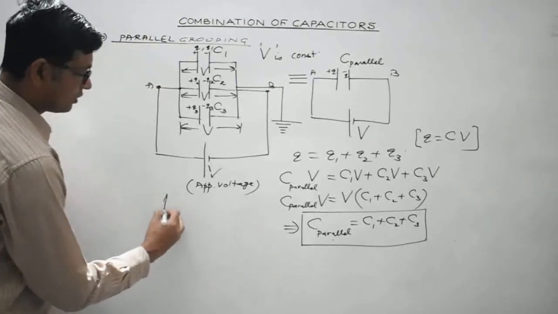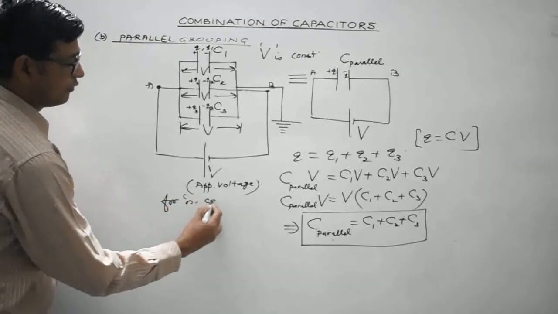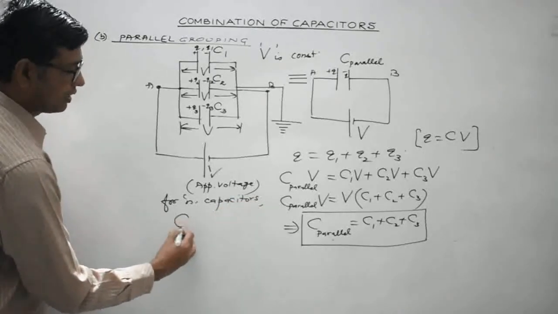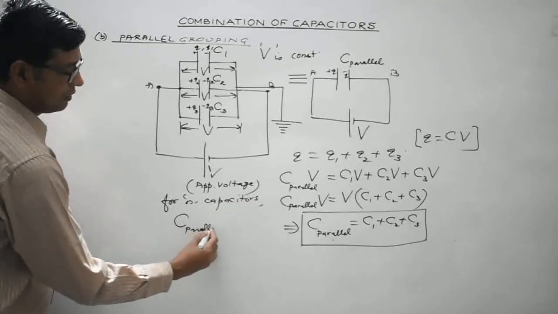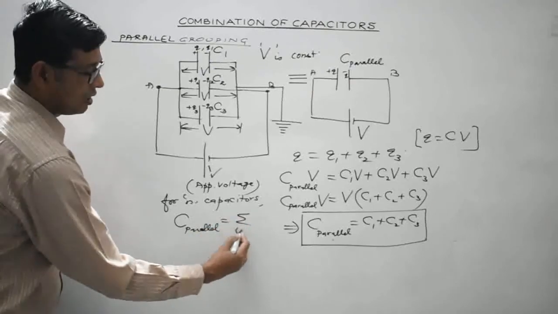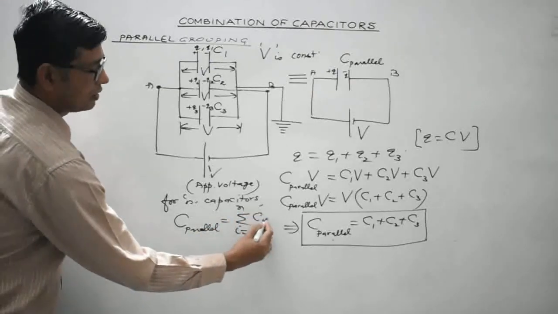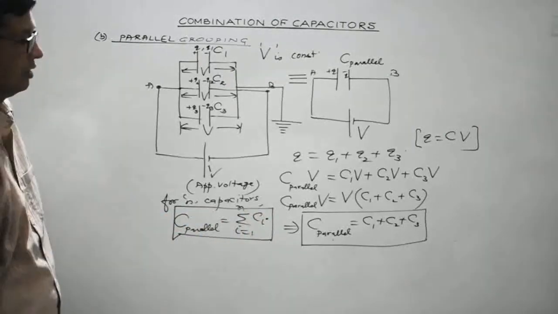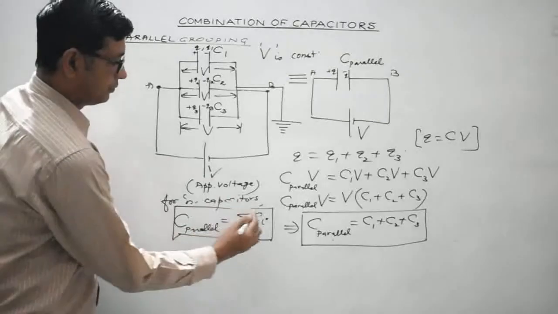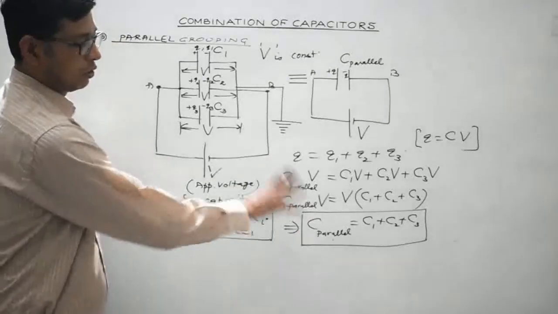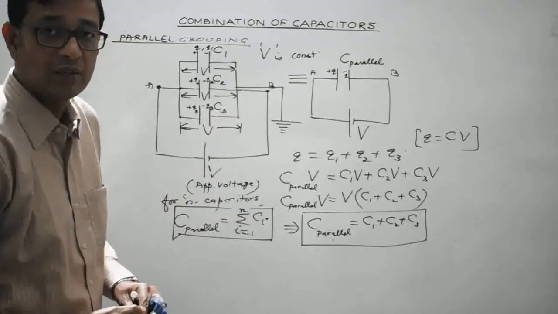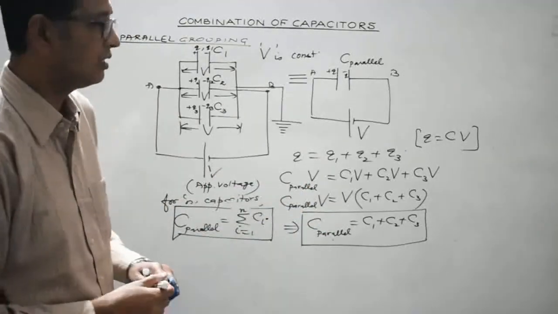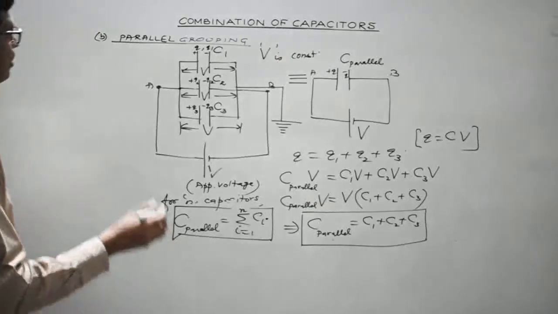So for n capacitors connected in parallel, what you get is C parallel equal to summation i equals 1 to n of Ci. So this is the generalized expression, right? So let's discuss some important points as was done in the topic of series grouping, right? There are 4 important points to be noted down.